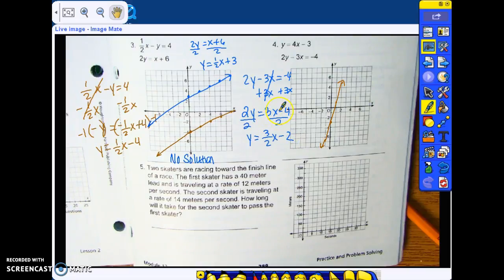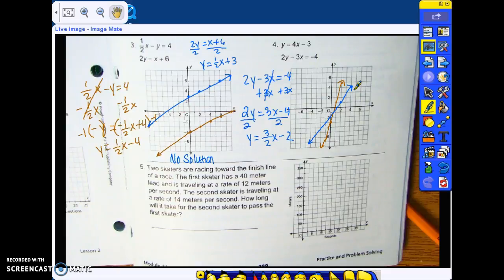If it won't divide into a whole number, write it as a fraction. But if it will divide into a whole number, then write your whole number. So, my y-intercept is -2, and my slope is up 3, 1, 2, 3, to the right 2. Up 3, to the right 2. This is my graph for that problem.